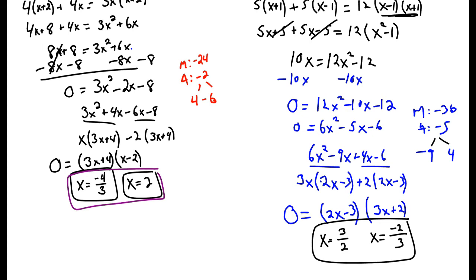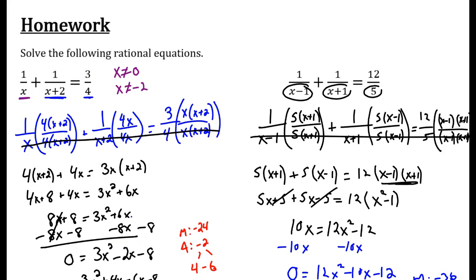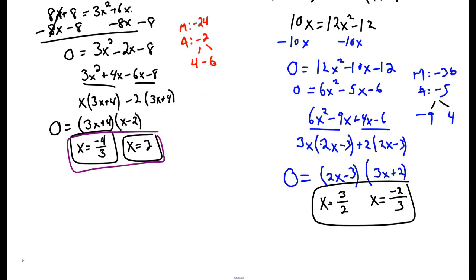However, I got to go check what's an extraneous solution here. What would be values that I would have to reject? X cannot be 1, because that's 1 minus 1. And x cannot be negative 1, because that would be negative 1 plus 1, which would give me 0. I don't have to reject 1.5 or negative 2/3, because that's not 1 or negative 1. So those are my solutions.